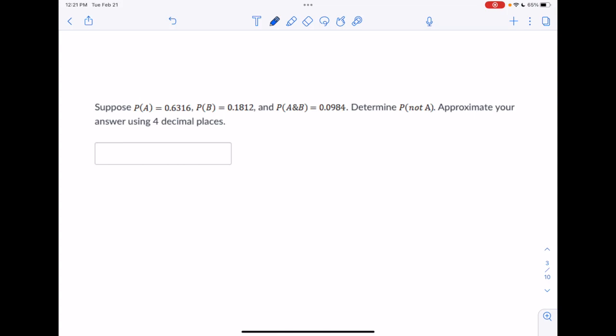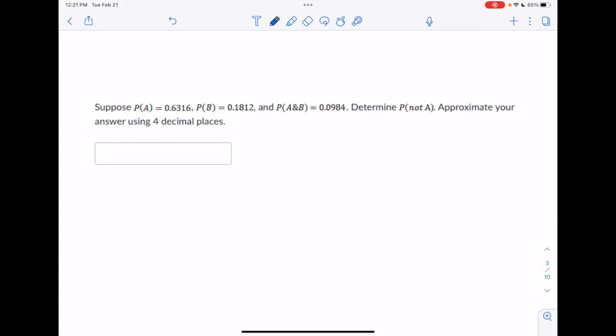This one is from section 5.2. Suppose the probability of A is 0.6316, the probability of B is 0.1812, and the probability of A and B is 0.0984. Determine the probability of not A and approximate our answer using 4 decimal places.